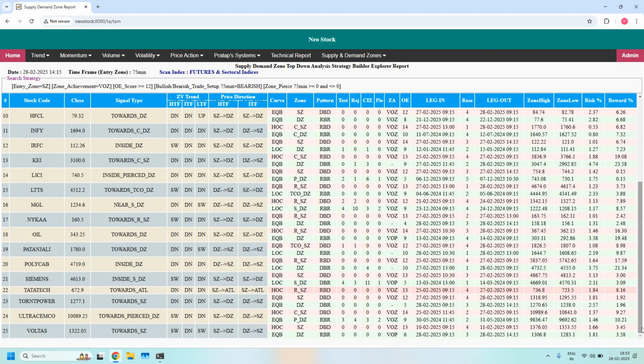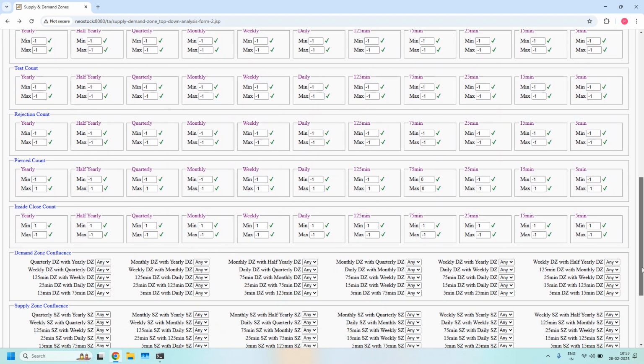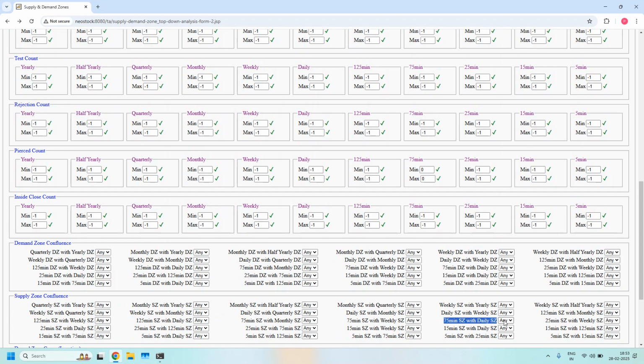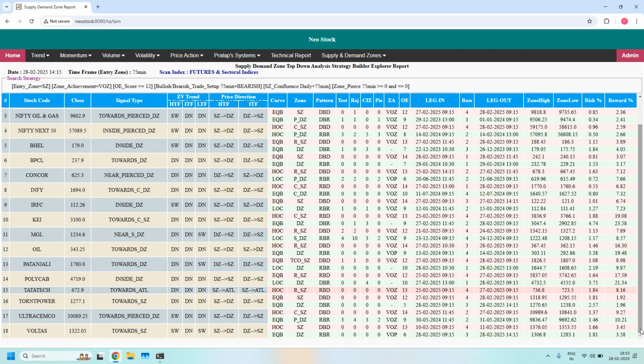Let's filter. First filter is LTF and ITF supply zone confluence. That is 75 minutes and daily supply zone confluence. Enable the filter. Out of 25, the list is come down to 18 stocks. First 16 stocks in the list. I'm scrolling the list down. Okay. In all these 18 stocks, the 75 minute supply zones are overlapped with the daily supply zone.